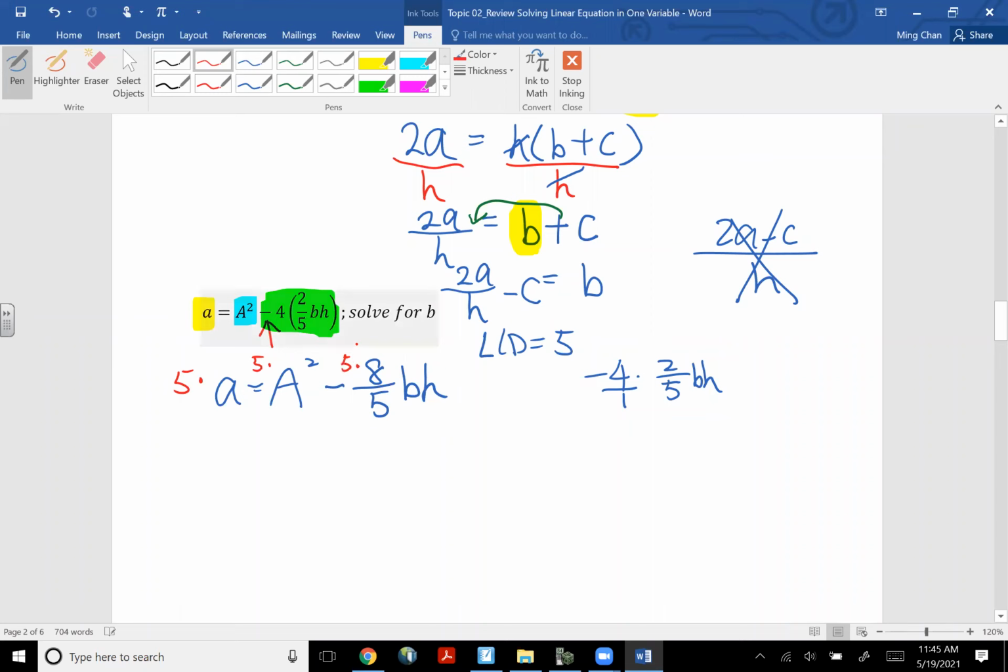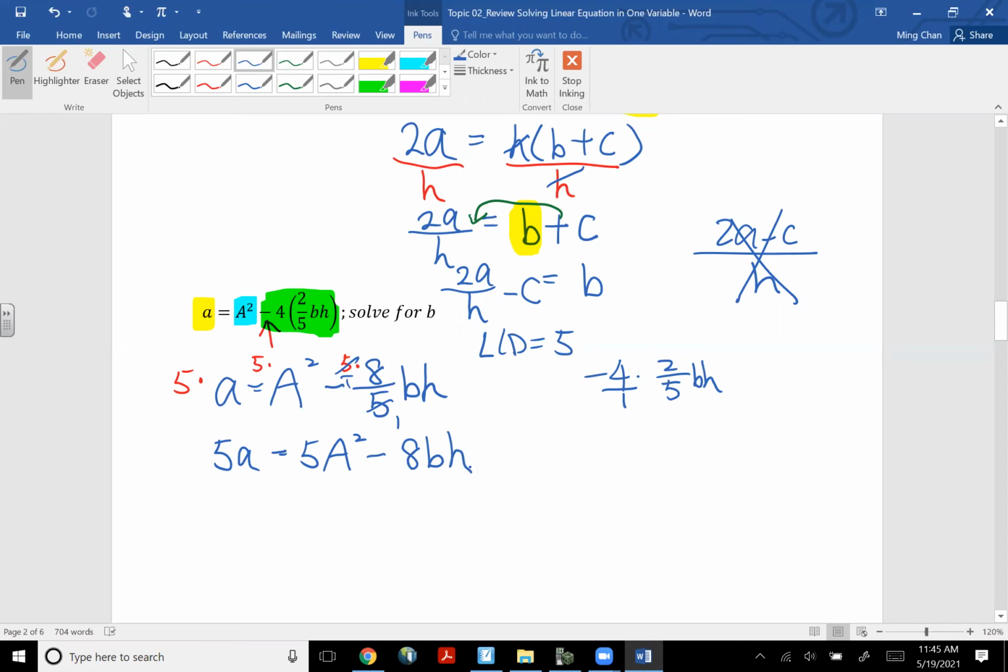So 5 times lowercase a is 5a, equals 5 times a squared, 5a squared. Negative 8 over 5 times 5: the top 5 and bottom 5 cancel out. So that would just leave me with negative 8bh.